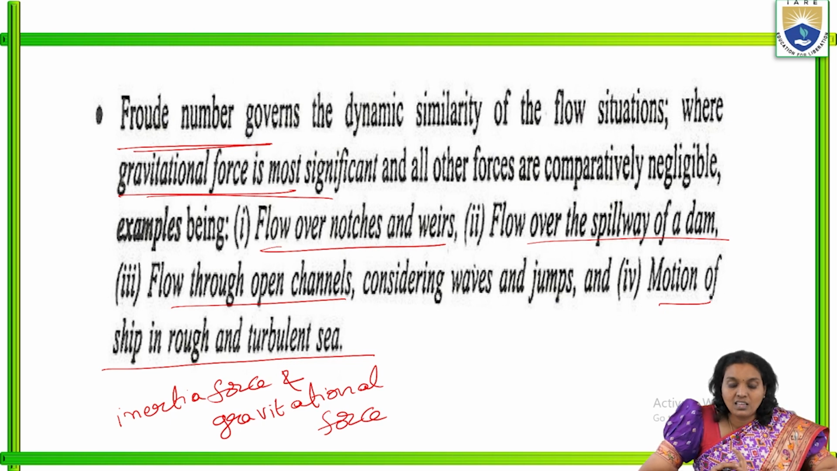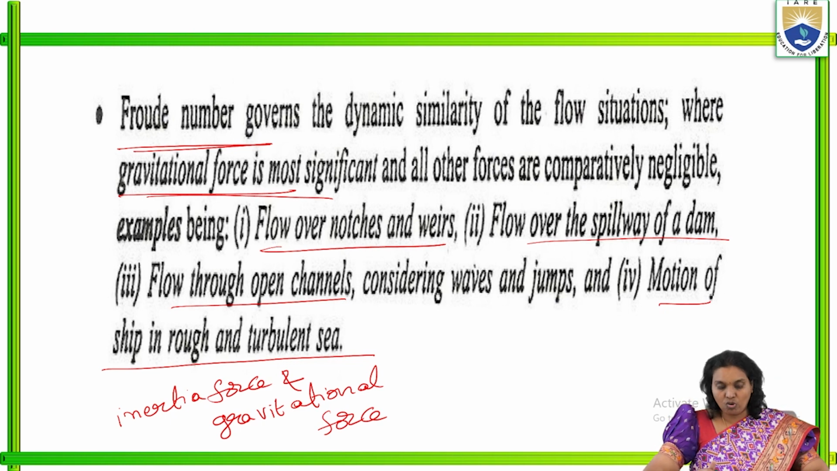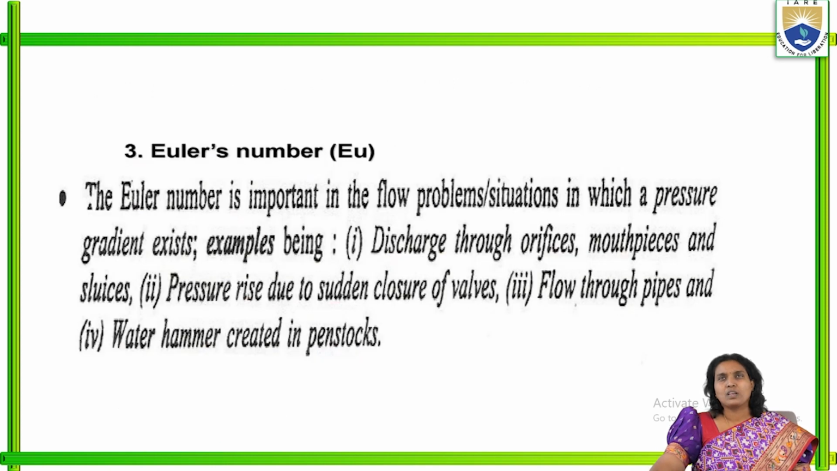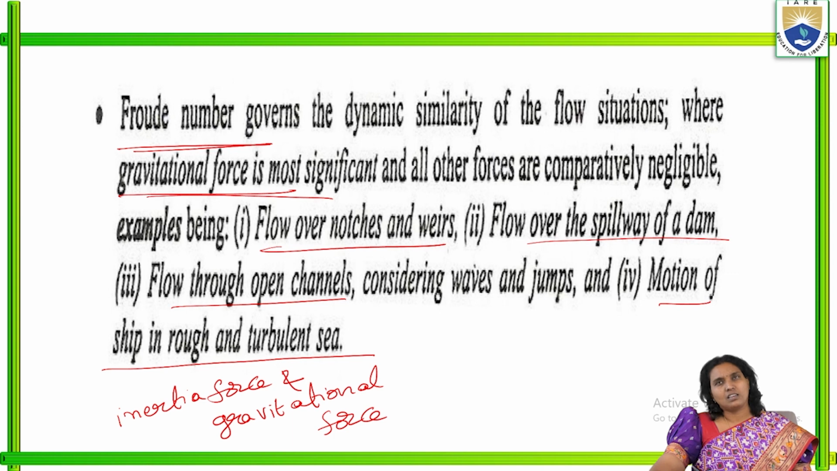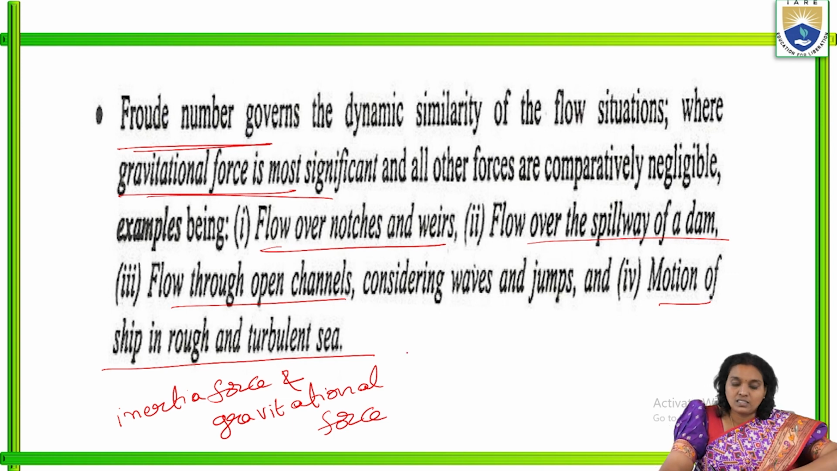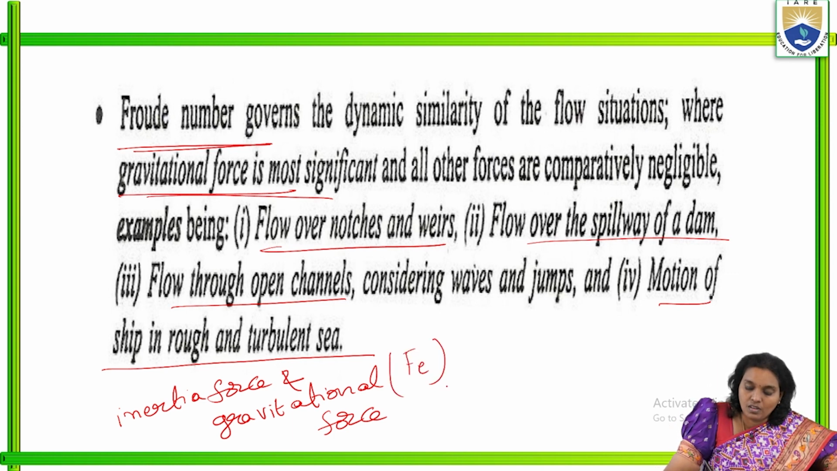So these are the significant factors. Based on these, the Froude law arises, the Froude model law. That is, the Froude number of the model, a dimensionless number, is equal to the Froude number of the prototype.